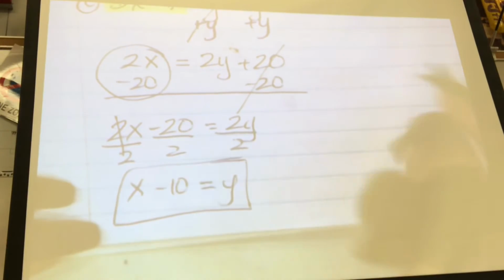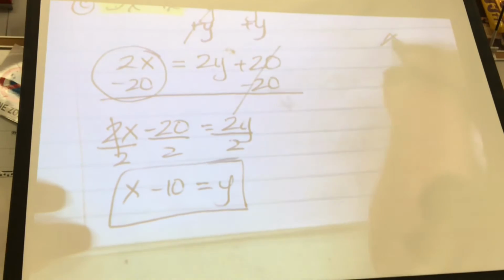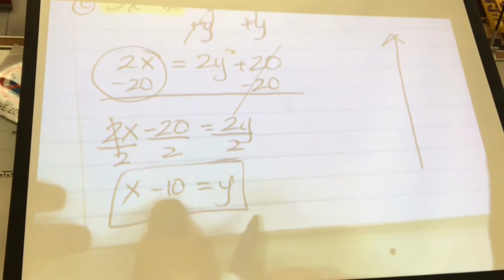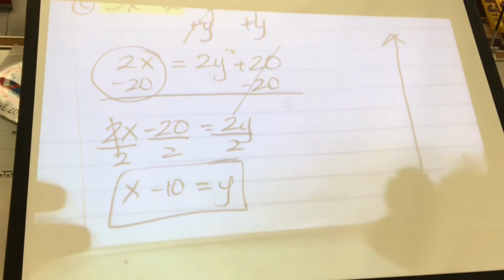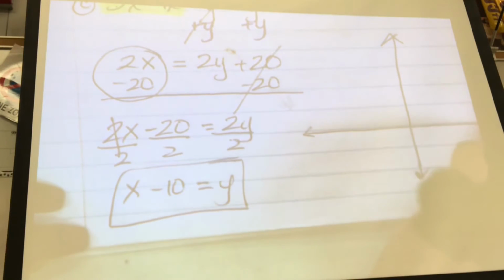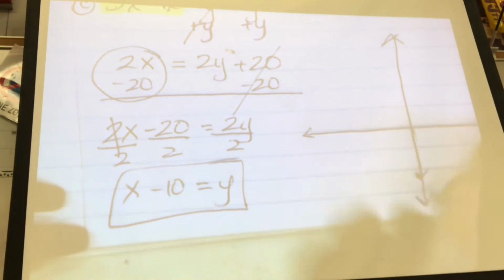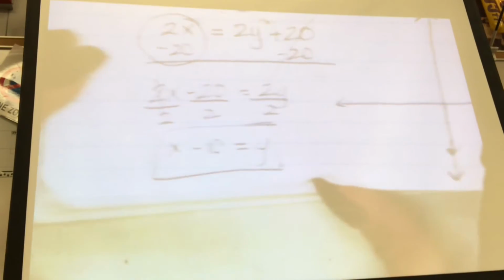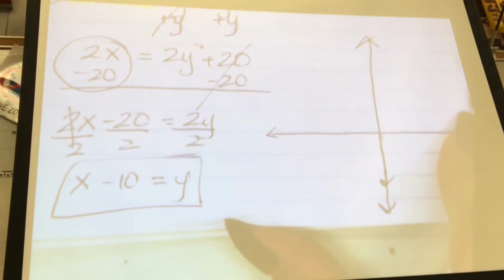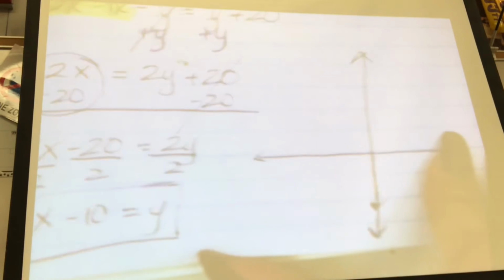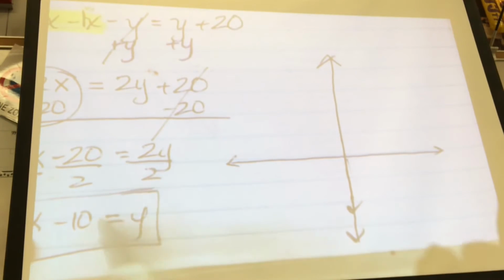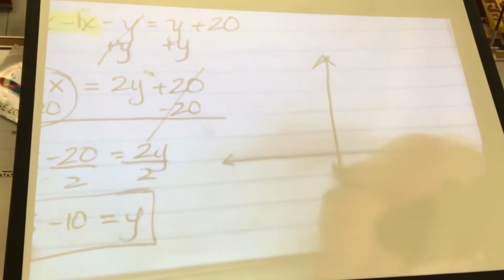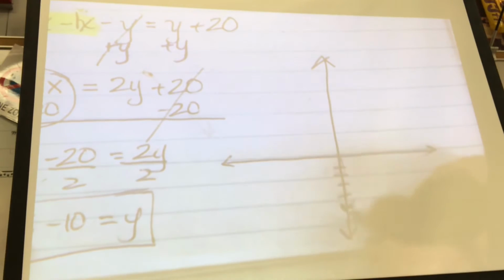Jeremiah, how do I graph this? What's my home base? Negative 10. Sorry, I should have pulled this down more. Camden, if I have a home base of negative 10, do I go up, down, left, or right? Down. 1, 2, 3, 4, 5, 6, 7, 8, 9, 10. All the way down here.